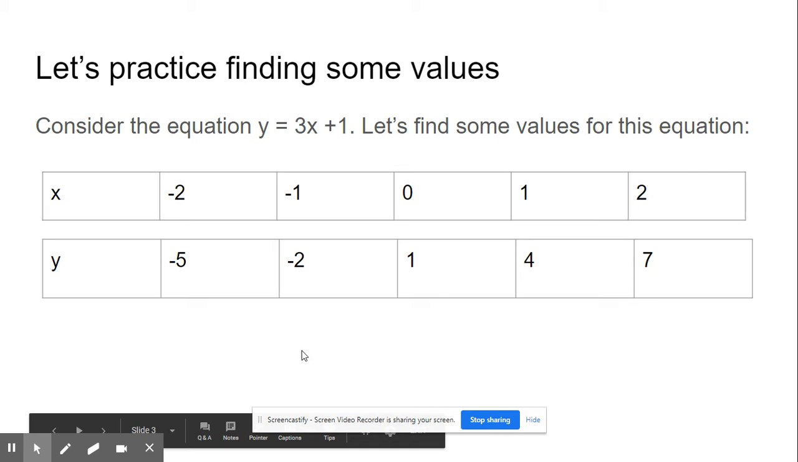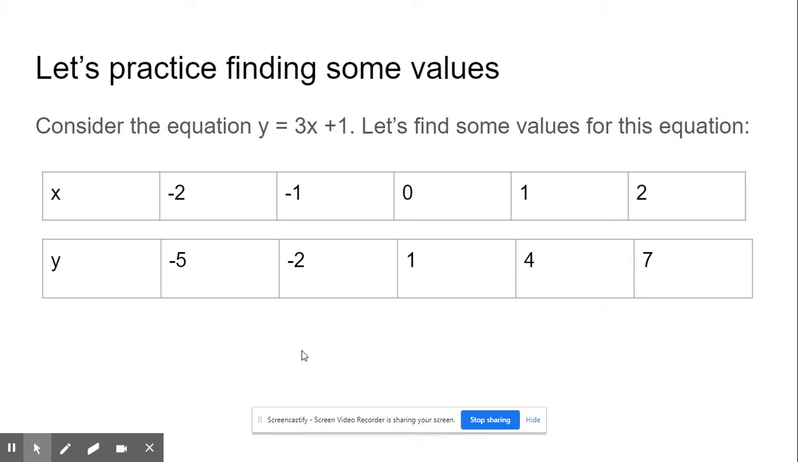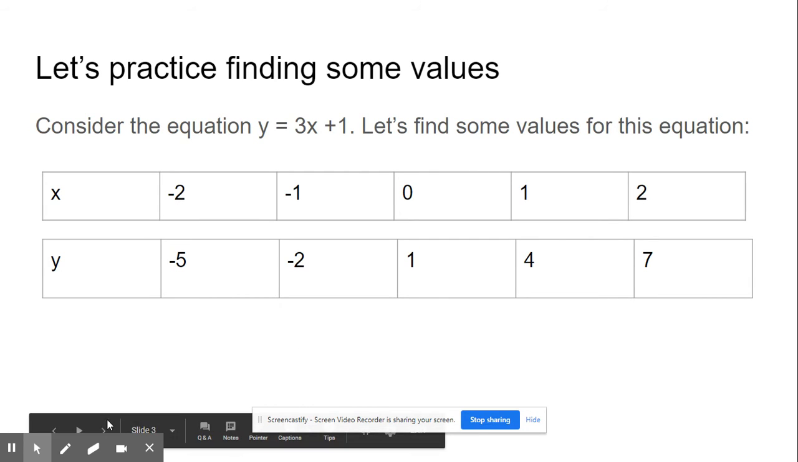Hopefully, your y values are similar to the ones that we got here. If not, that's okay. Just check your work and go back, and I'm sure that you can get it right.